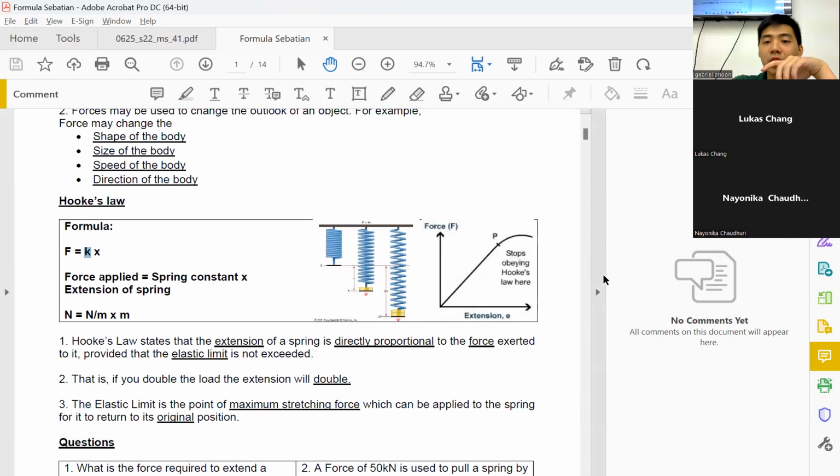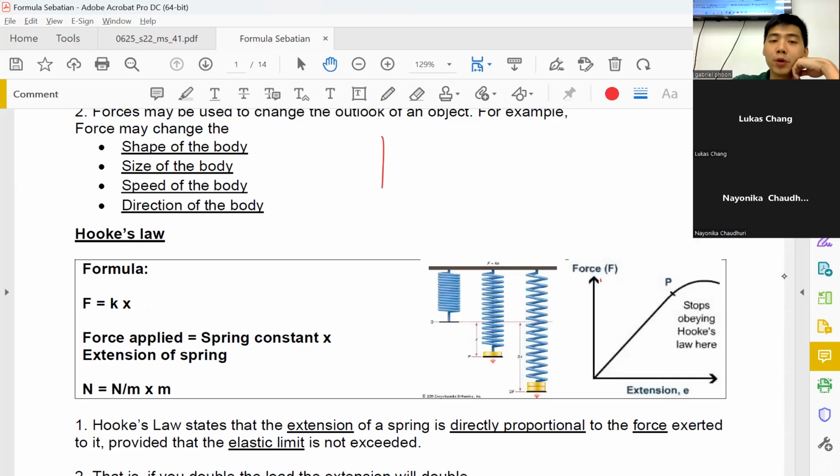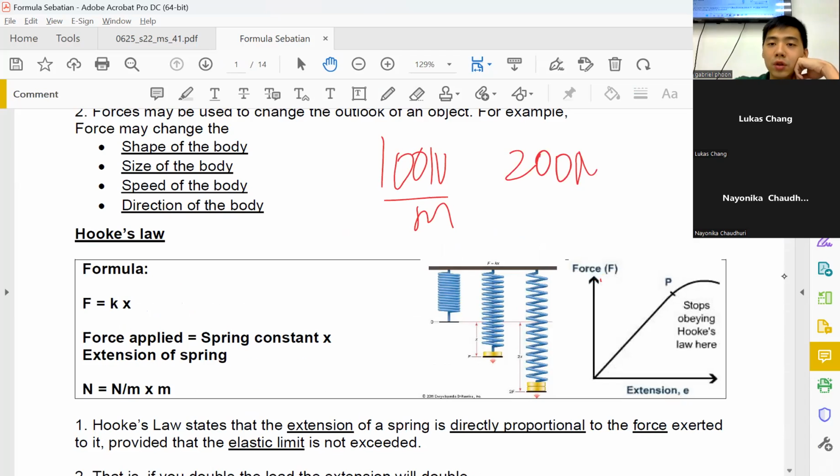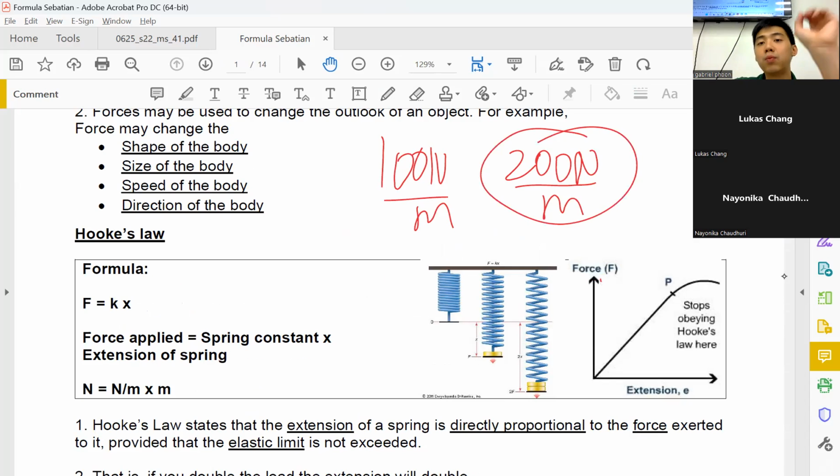Because it is newtons per meter, if I have one spring that is 100 newtons per meter versus another spring that is 200 newtons per meter, which one is the strongest spring? Yeah, the 200. You need to say the spring constant actually tells you the strength of the spring. The higher the spring constant, obviously, the stronger the spring, right?